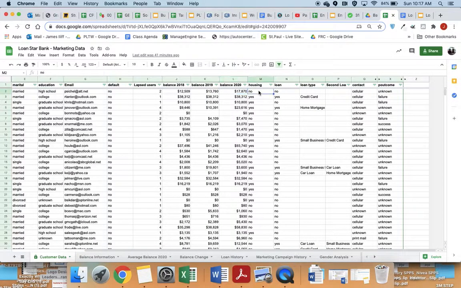Housing, don't worry about that. Loan, she's never had a loan with Lone Star. So obviously loan type would be blank because she's never had a loan with us. For second loan, it would also be blank because she's never had a loan with us.